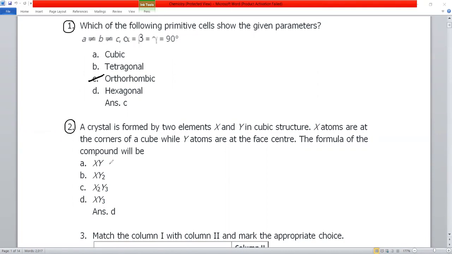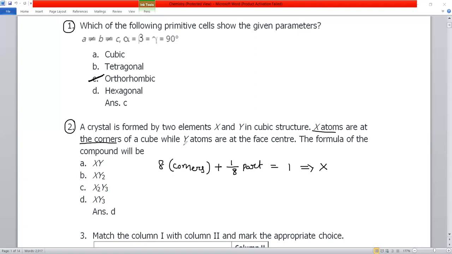Question number two, a crystal is formed by two elements X and Y in a cubic system. X atoms are at the corners. As we know very well, in the cubic system we have 8 corners, and at each corner 1 by 8 part of an atom will belong to the unit cell. So on simplification we get 1, which indicates the X atoms.